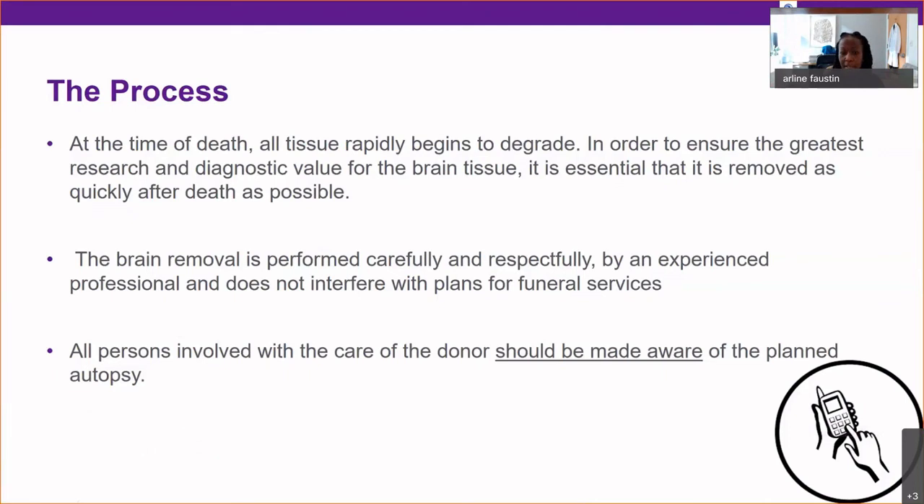We work with the families. We do not interfere with any burial plans. We talk about the plans with the families, and we are able to accommodate them in any way we can. Okay, so all persons involved with the care of the donor, I can't stress this enough, should be aware of the planned autopsy. At the time of death, your mind is in all kinds of places. So this could be one of the things that you hopefully don't have to think too much about. There will already be a plan in place, and all that could be talked about beforehand.